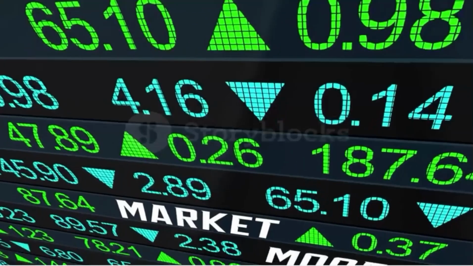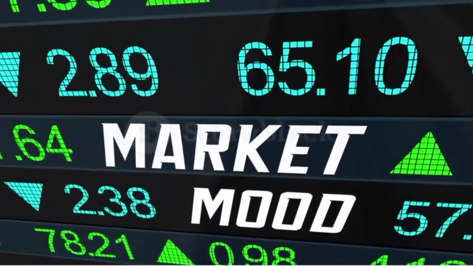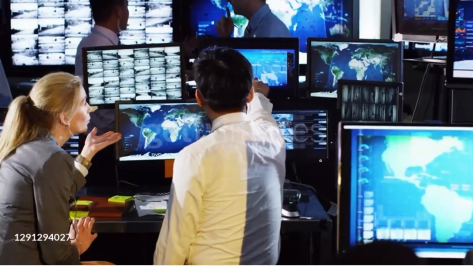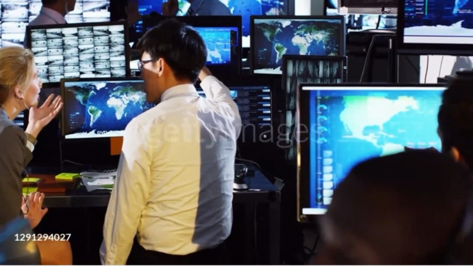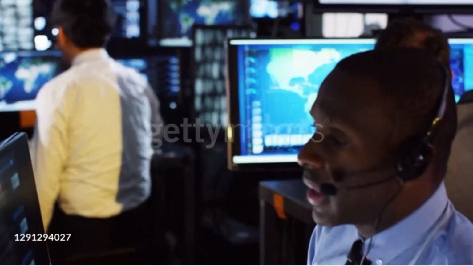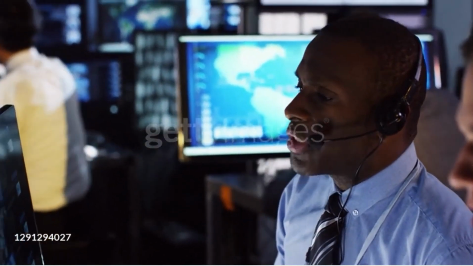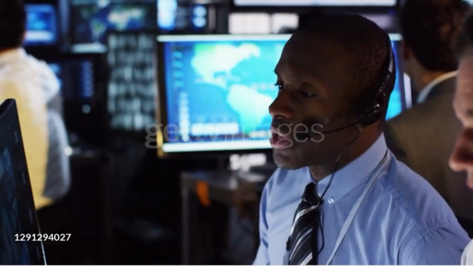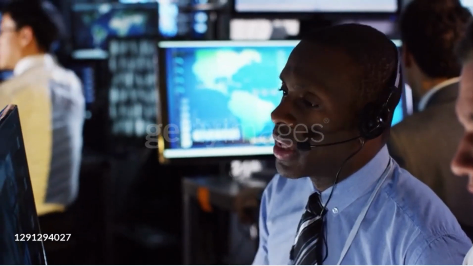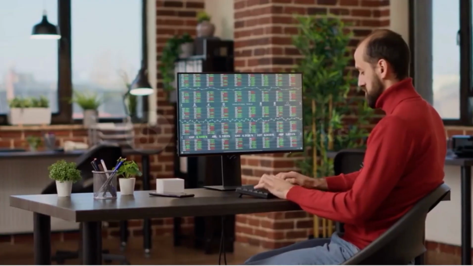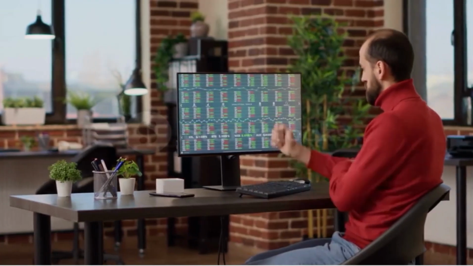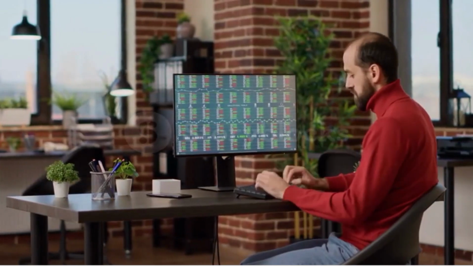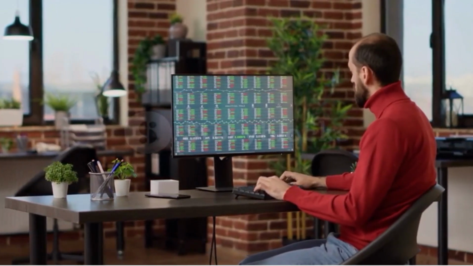When you learn to read candlestick patterns, you are essentially learning to read the mood of the market. You can see at a glance whether buyers or sellers are in control, whether momentum is building or fading, and whether a trend is likely to continue or reverse. This makes candlestick analysis one of the most powerful and practical tools available to any trader or investor.